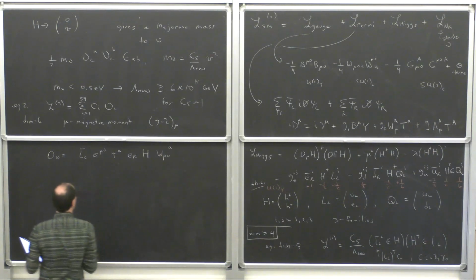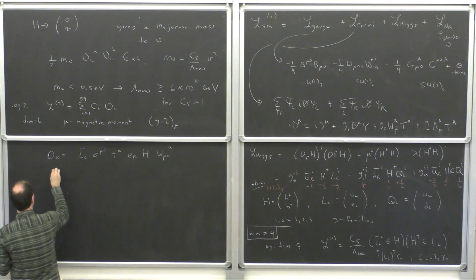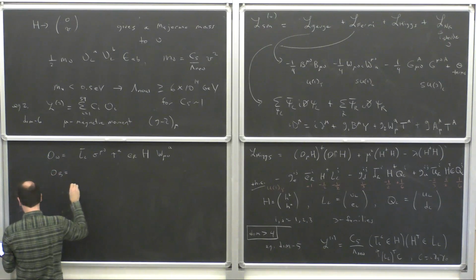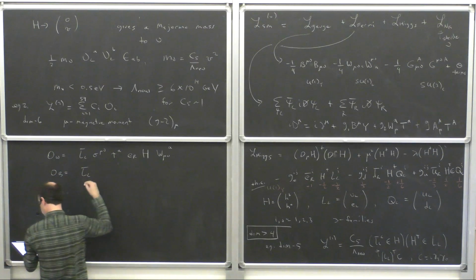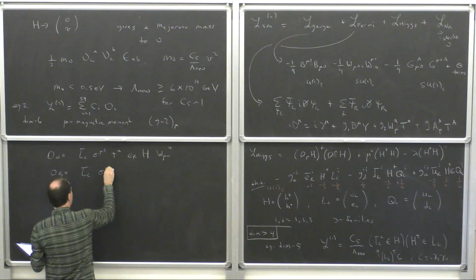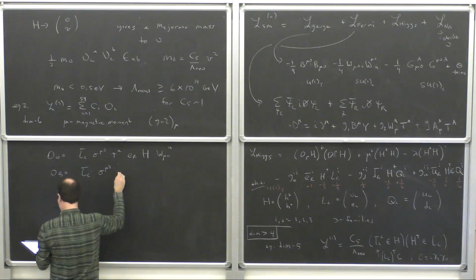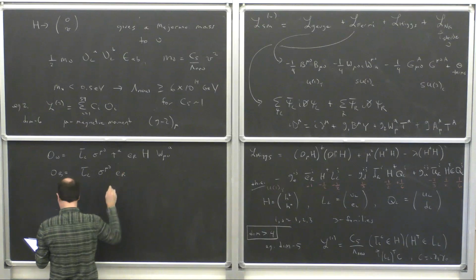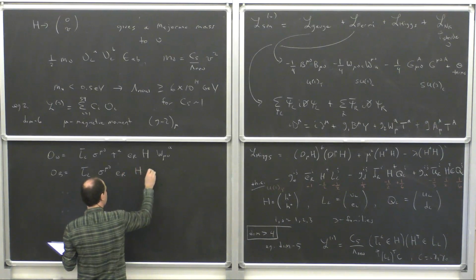So again, has to be a gauge singlet, has to be Lorentz invariant, and it has to connect to muons and a photon. Well, the photon is a linear combination of the W and the B, and so I can have an operator with either a W or a B.